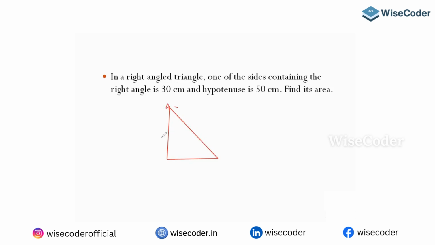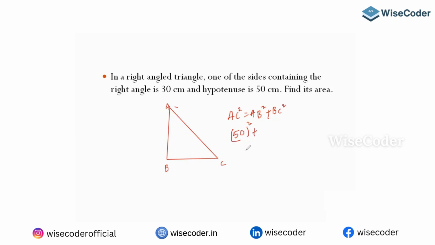Let's take this is A and this is B and this is C. According to the Pythagoras theorem, you know this: AC square is equal to AB square plus BC square. And I know what AC square is. Hypotenuse is how much given? 50 square. So this is 50 square plus. Do we know AB in the question? We don't know that.